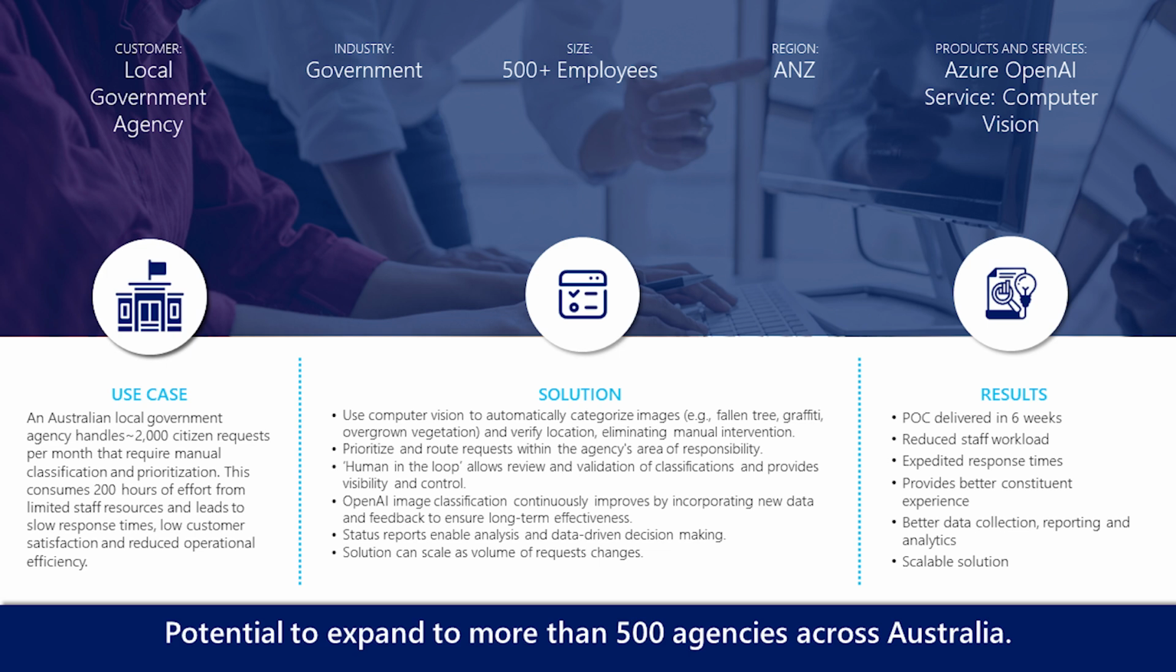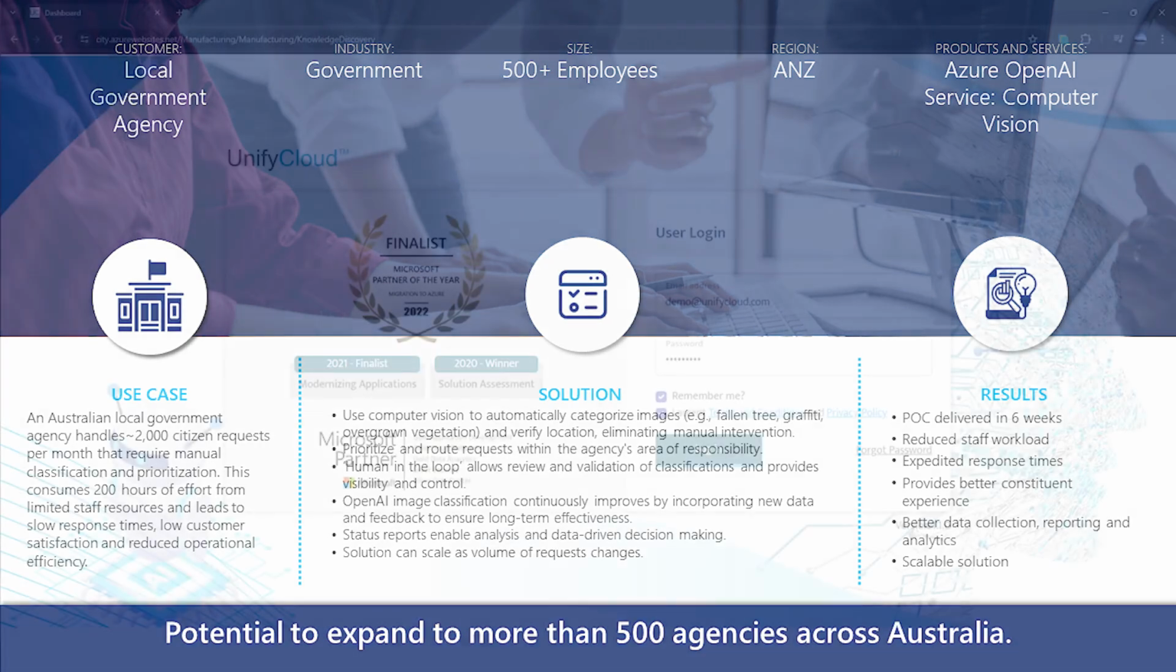Through the OpenAI Masterclass, a proof of concept was developed using computer vision to analyze the images, categorize them, verify that they are within the agency's jurisdiction, and prioritize and route requests to the proper area of responsibility. This proof of concept was delivered in just 6 weeks and presents a significant opportunity to land and expand this use of Azure OpenAI to more than 500 additional agencies across Australia. Discussions with several of those agencies are already underway. Now, let's take a look at the proof of concept.